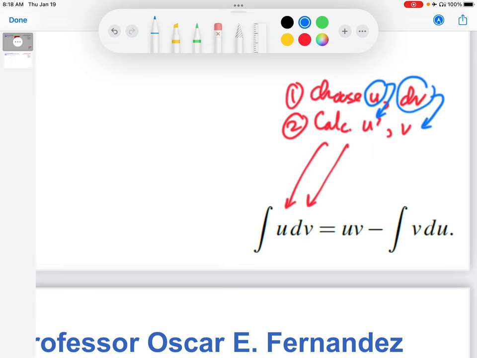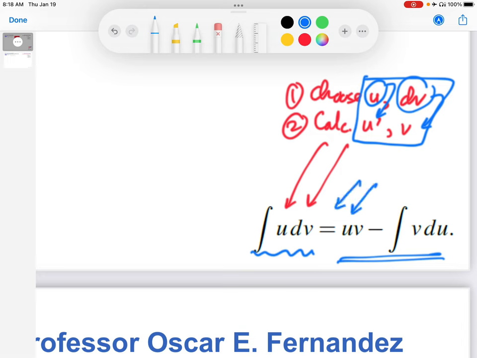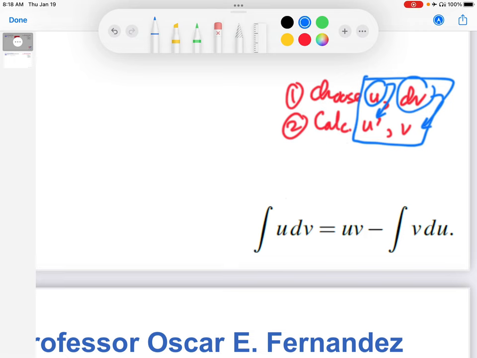Once you've gotten all this information, u, dv, u prime and v, then this is literally the integration by parts formula. Your original integrand equals the product of u and v minus the new integral where v is being integrated with du. We'll see all of that in a minute in the example.